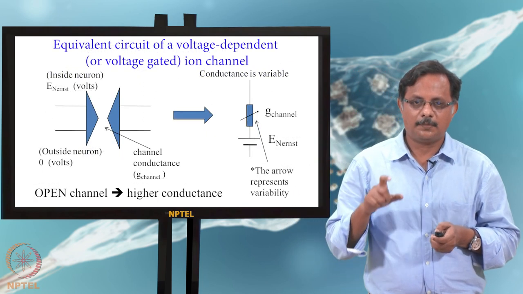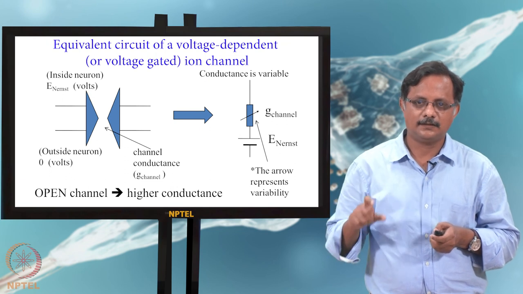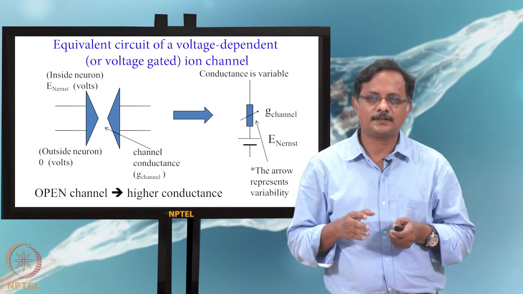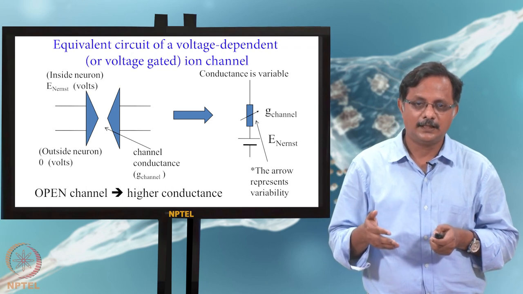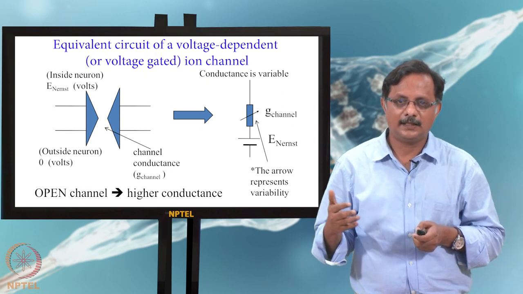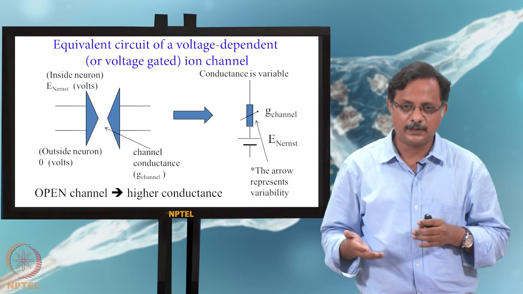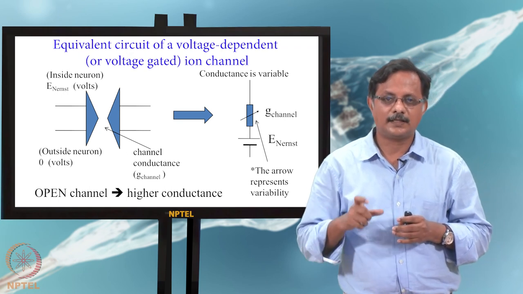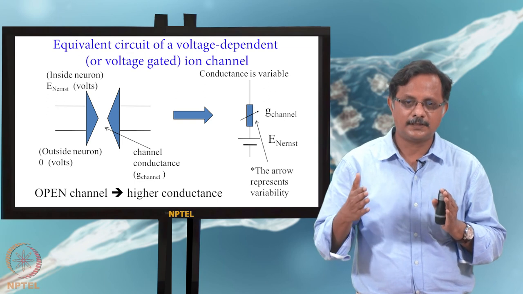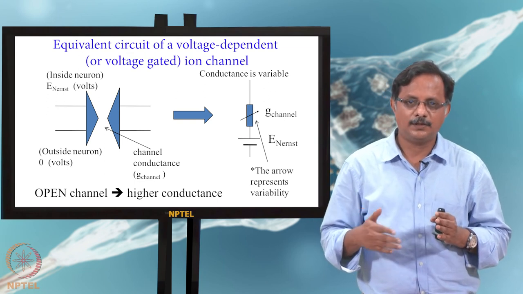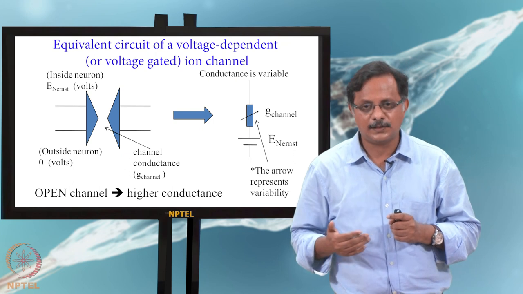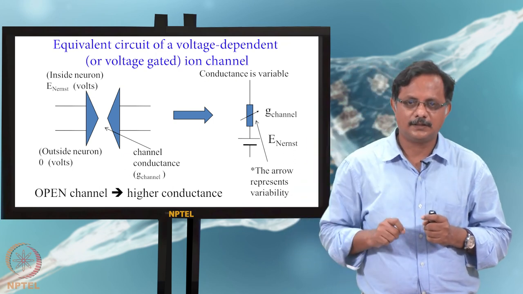So, basically, you can represent a channel as a series of a conductance and a battery, which is the Nernst potential. Now, here we have two situations. You have some channels which are voltage dependent, where they have voltage gating, and there are channels which are not voltage dependent. So, they are voltage independent. If the channel is voltage dependent, then that means it can open or close as a function of membrane voltage. So, therefore, the conductance of this channel can be variable, because an open channel means it can allow passage of ions more easily, which means it has higher conductance. So, whenever you represent a voltage dependent ion channel, the corresponding conductance is a variable, and that variability is denoted by that arrow which cuts across the conductance as shown in the figure.